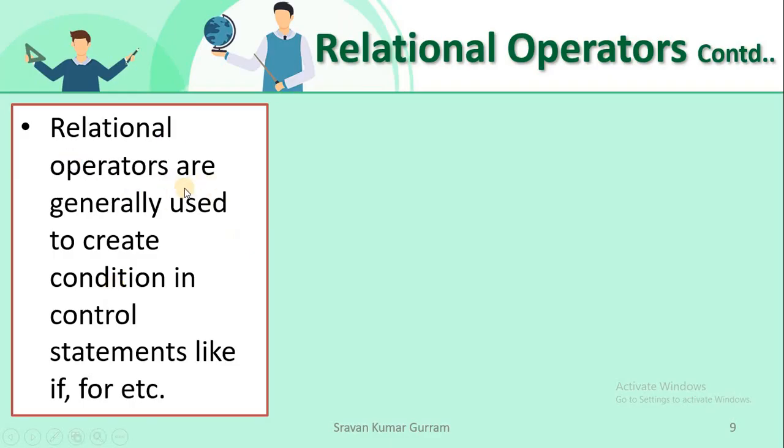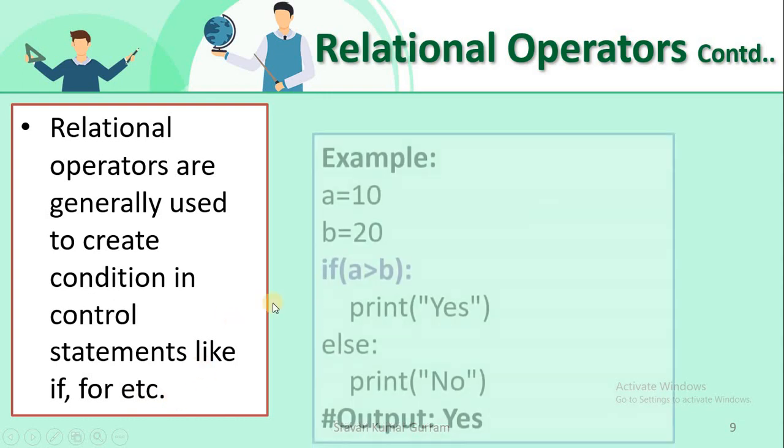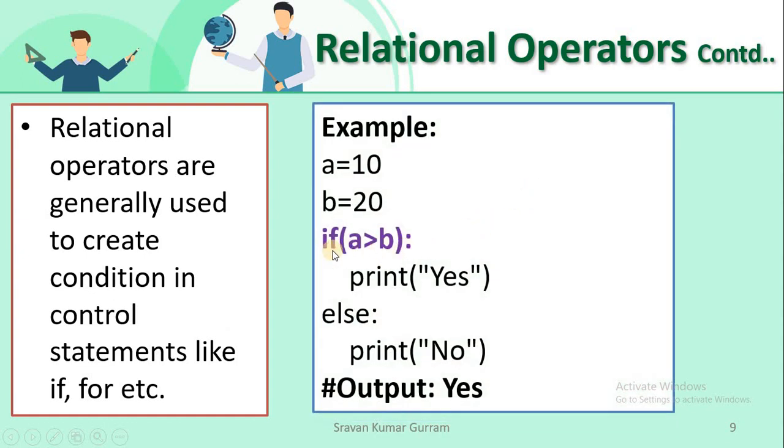Relational operators are generally used to create conditions in the control statements like if, for, etc. Control statements concept will be covered in the coming videos, but as of now just remember, we can use these relational operators to frame the condition in the control statements. If is one of the control statements. Whenever we are writing the if statement, we need to frame one condition. To frame that condition, we use relational operators.